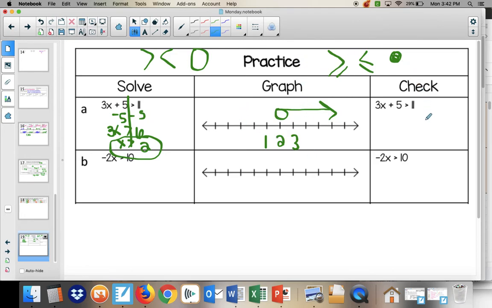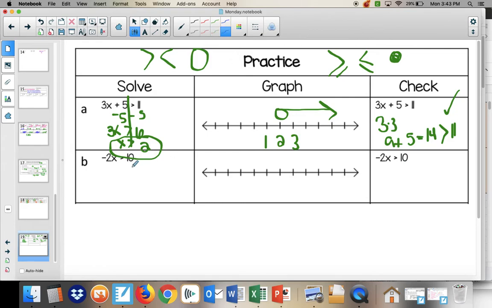Now the third part is to check it. So let's pick a number that's bigger than 2. All right, 3. So 3 times 3 is 9. 9 plus 5 is 14. Well, is 14 greater than 11? Sure is, and we got it right.